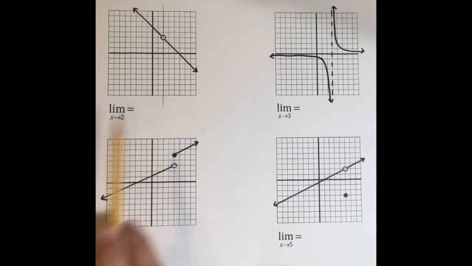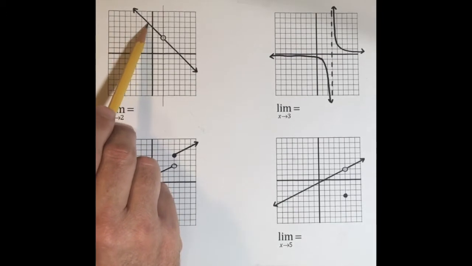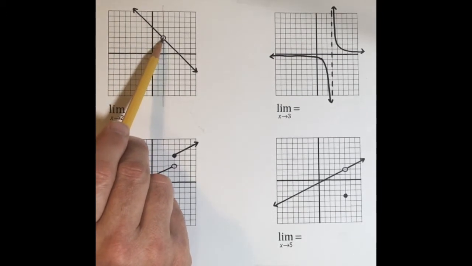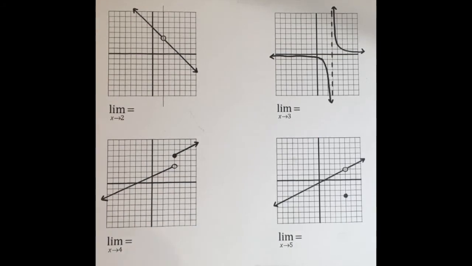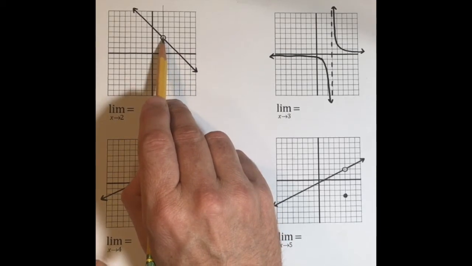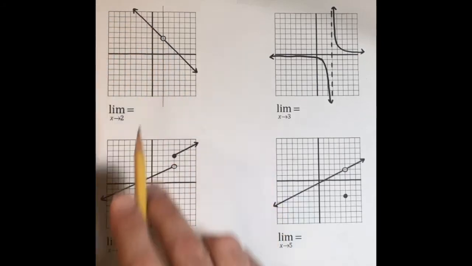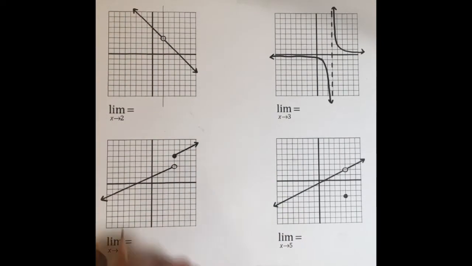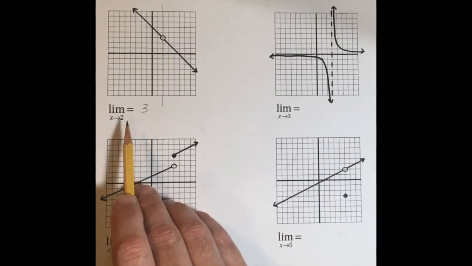I drew a line with my pencil where x equals 2. As I approach this line from the left side, the graph is headed towards the point 2, 3. Even though it doesn't go to the point 2, 3, it's headed in that direction. As I approach the line from the right-hand side, the graph is also headed towards the point 2, 3. From both directions, it's headed towards the point 2, 3. The limit as x approaches 2 is 3. f of 2 was undefined, but the limit as x approaches 2 is 3.